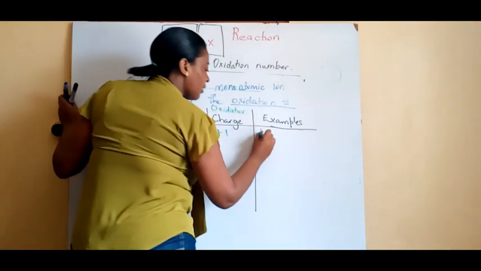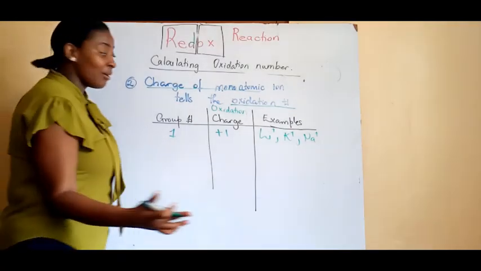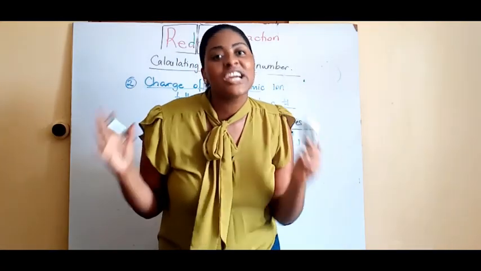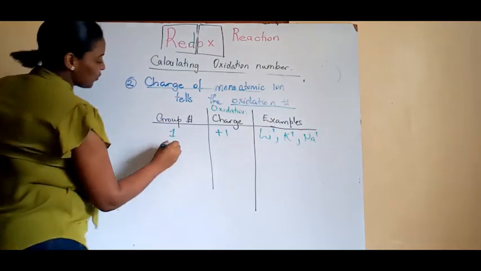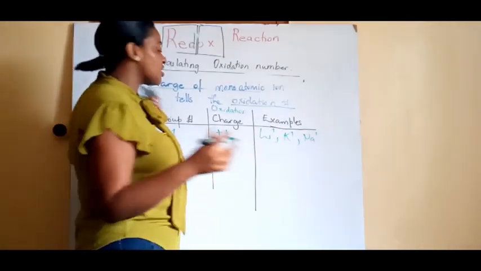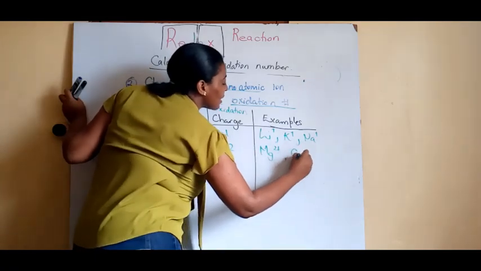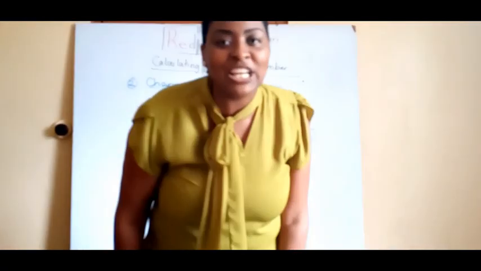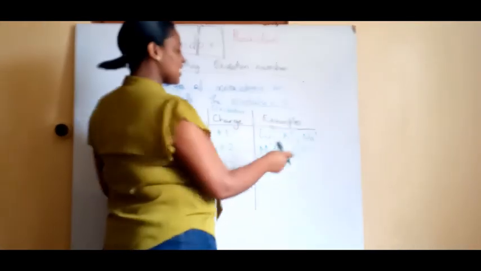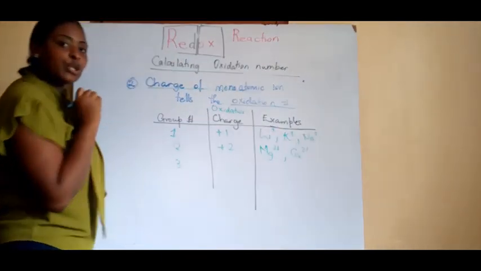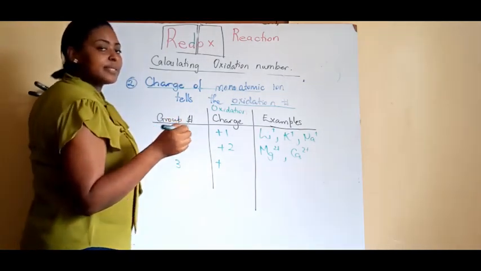What are the elements in group 1? Lithium plus, K plus, Na plus. This means anytime we say lithium, potassium or sodium in a compound, their oxidation number is equal to plus 1, which is their charge. Let's check group 2. Group 2 elements lose 2 electrons, so their charge is positive, the number of electrons lost, positive 2. Examples are magnesium 2 plus and calcium 2 plus. So whenever you see magnesium or calcium, their oxidation number is always going to be, yes, plus 2.